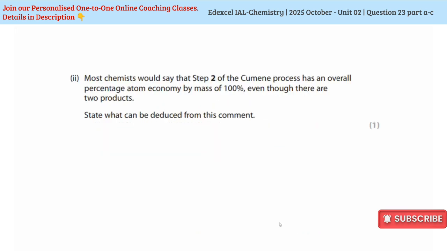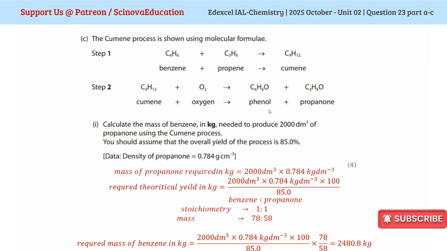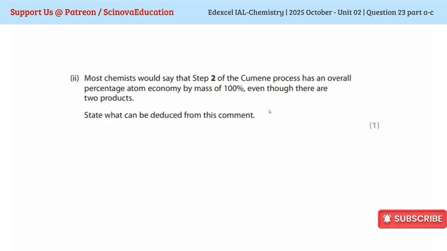Most chemists would say that step 2 of the cumene process has an overall percentage atom economy by mass of 100%, even though there are two products. State what can be deduced from this comment. Okay, let's go back to step 2 and see. If you carefully look at it, the propanone mass is very low compared to the other product, but still the chemists are saying that it is a 100% atom economy process.